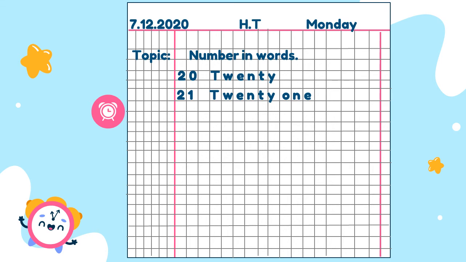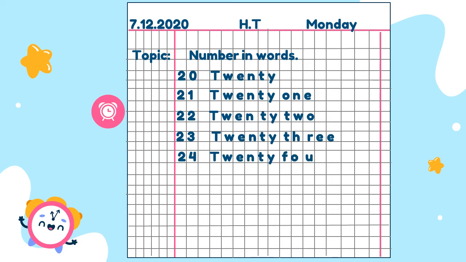What comes after 21? 22. Then write the spellings of 22, then 23, then 24. What comes after 24? 25. Again, same spellings you have to write. TWEN 20. And what are the spellings of 5? FIVE 5.